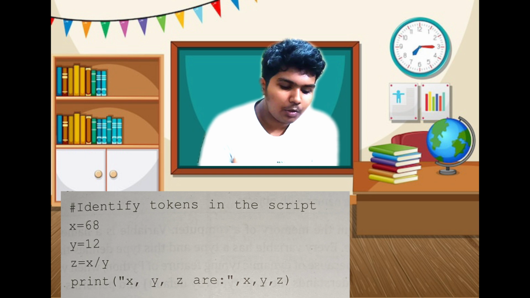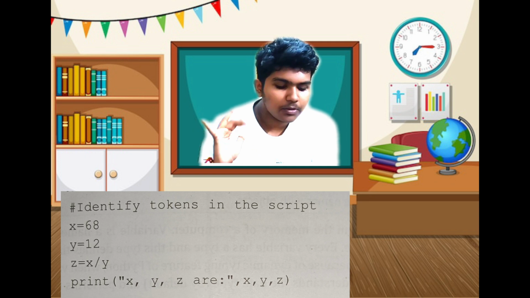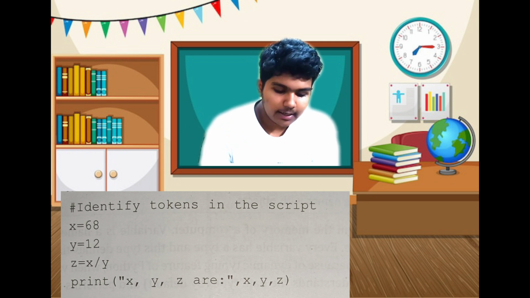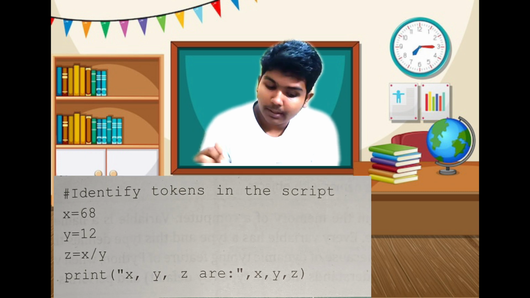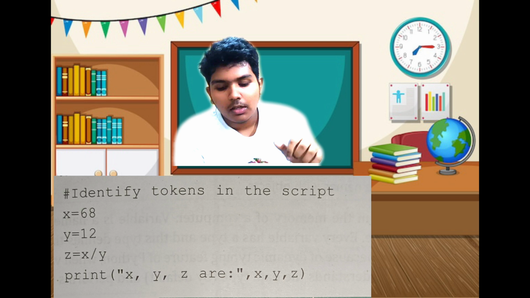Now, examples. How do you define these categories? When you see a token, which category does it go to? I'll give you a few examples. You have to identify the tokens in the script: x is equal to 68, y is equal to 12, z is equal to x by y, print in double quotes x, y, z, close double quotes, comma x comma y comma z, close bracket.